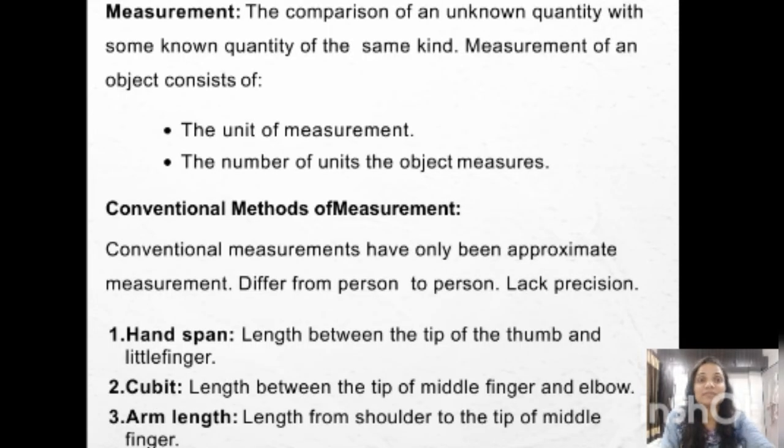Next slide we will see measurement. First we should see what is the meaning of measurement. It is the comparison of an unknown quantity with some known quantity of the same kind. Measurement of an object consists of the unit of measurement and the number of units the object measures.